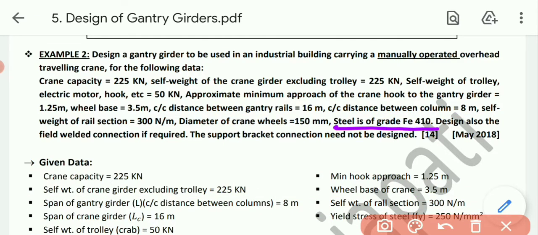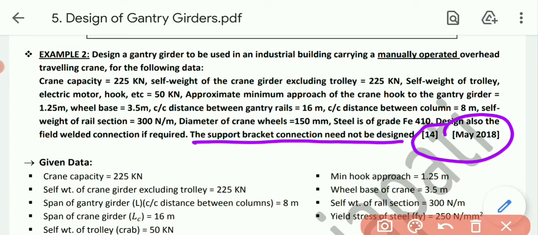Then steel is of grade Fe410, and design also the field welded connection if required. So they have asked for the connection also. Now the support bracket connection need not to be designed. Okay, 14 marks, May 2018.